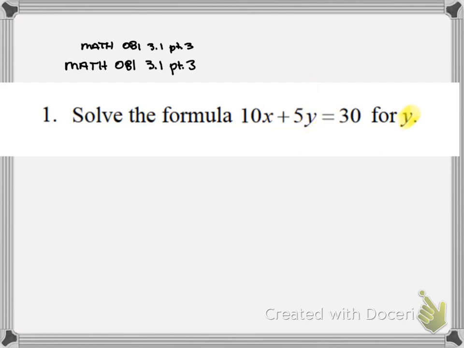So the first thing I always do is I ask myself, okay, well, how is this 10x attached to the 5y? Well, it's attached through addition, and the way we undo addition is through subtraction. So what we're going to have to do here is we're going to have to subtract 10x from both sides.